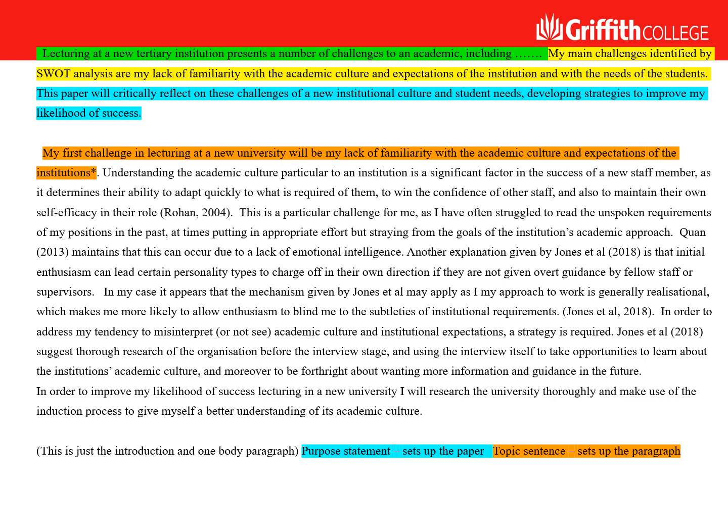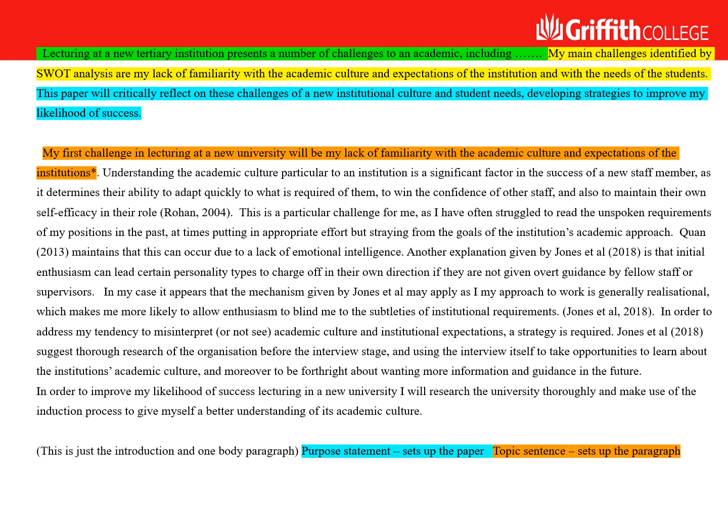So my first challenge in lecturing at a new university will be my lack of familiarity with the academic culture and expectations of the institutions. So that's the first problem, and I deal with it in this paragraph here. I've identified two main problems, so I'm actually going to end up with a 4-paragraph essay. 2 body paragraphs. One here is on adapting to academic culture. The second one's going to be identifying and working with student needs.